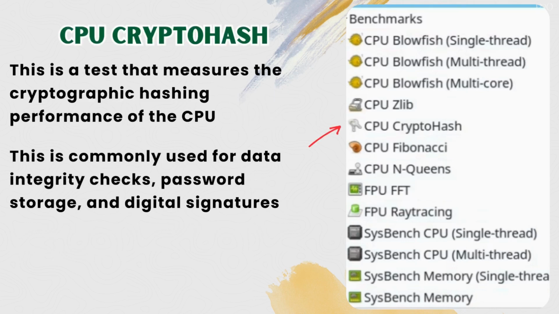CPU crypto hash. The CPU crypto hash benchmark is a test that measures the cryptographic hashing performance of the CPU. Cryptographic hashing is a process that takes an input and produces a fixed-size string of characters, which is commonly used for data integrity checks, password storage, and digital signatures.